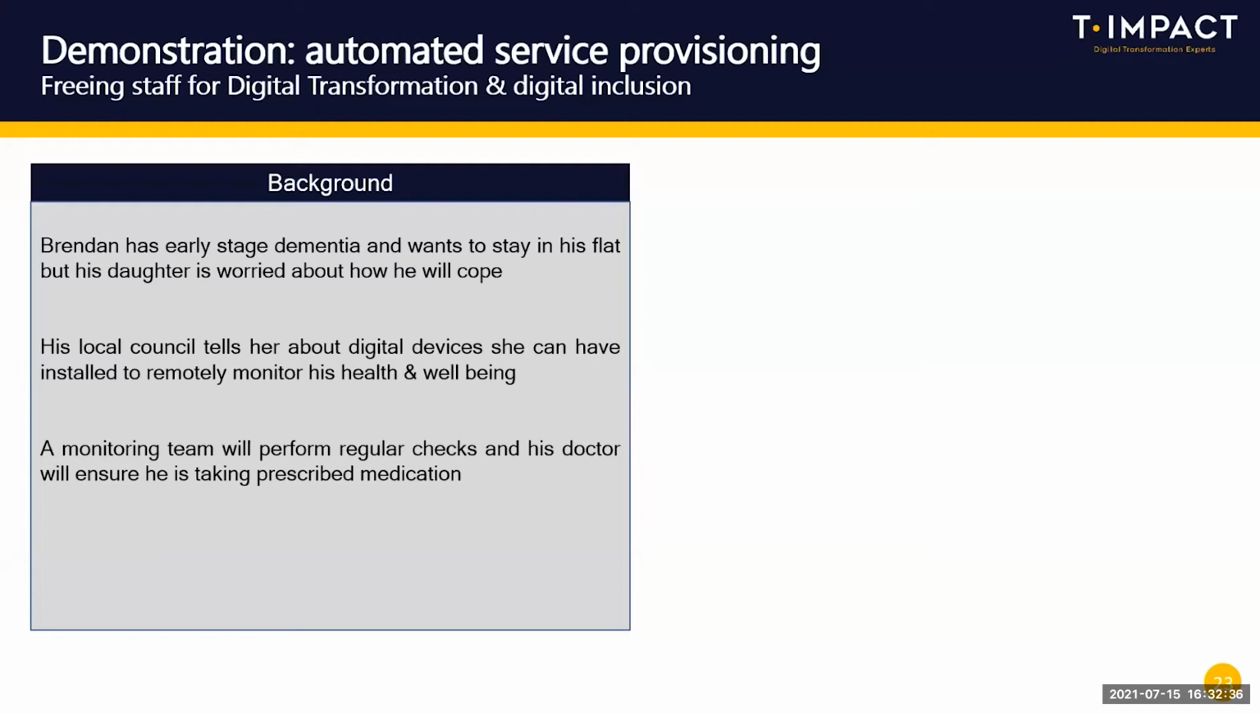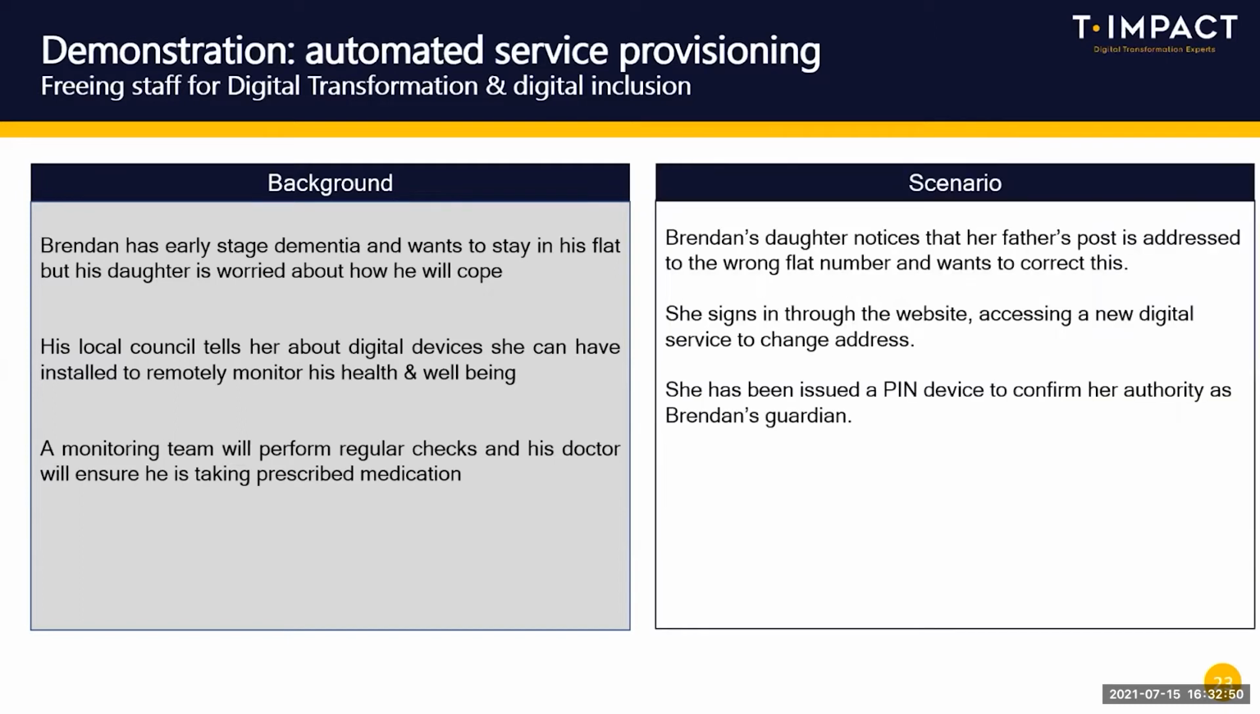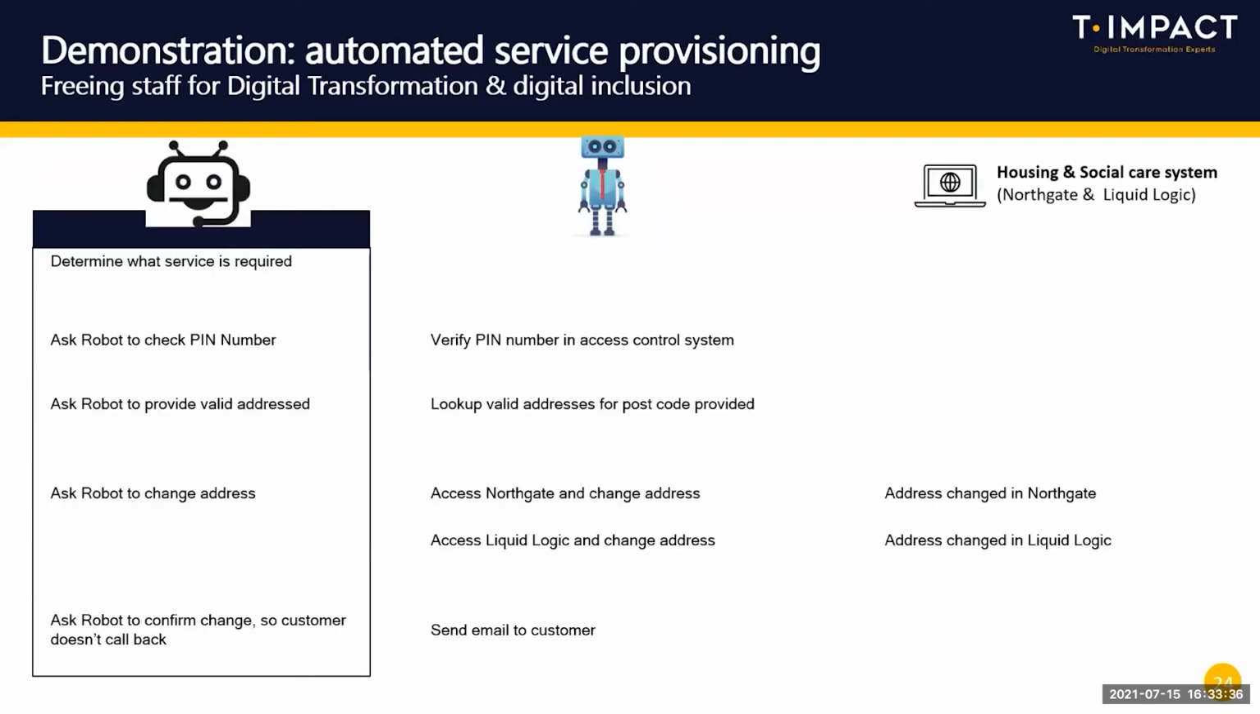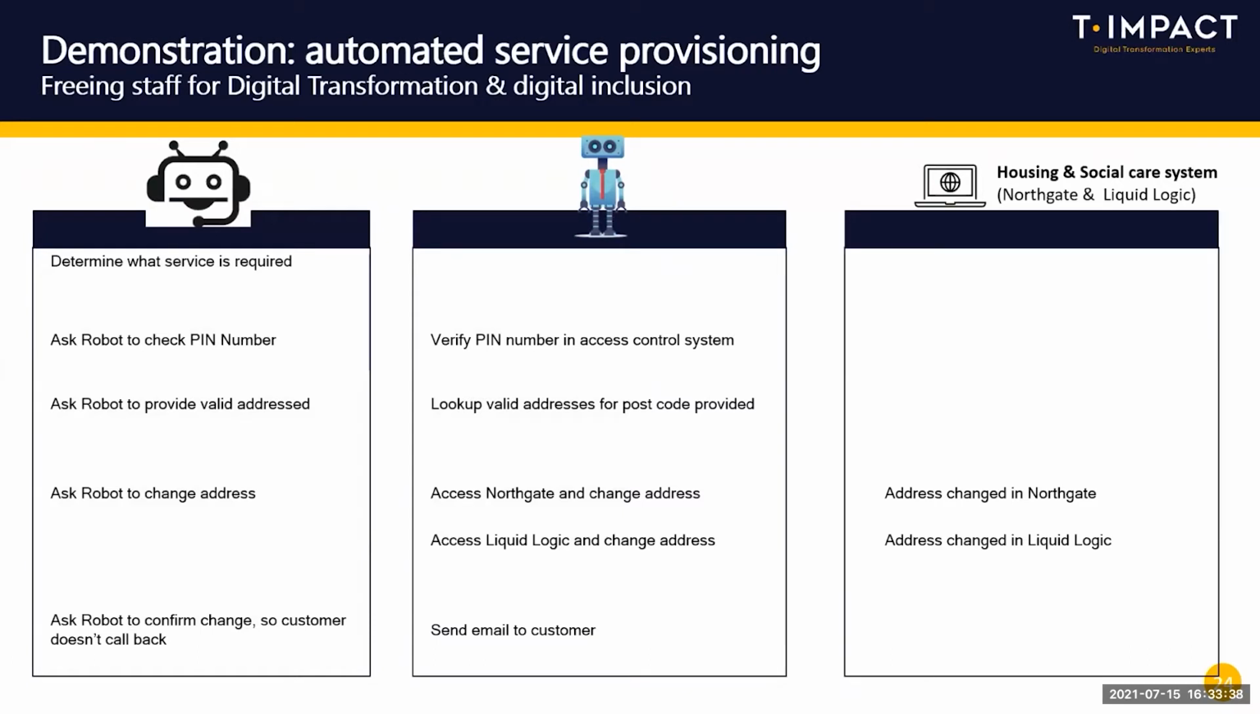So the council comes up with some very clever ideas to enable him to stay in his home, but his daughter's a bit concerned because she notices that his post has got the wrong flat number, and she wants to change that so that she can redirect the post to herself. In this scenario, the flow that we're going to demonstrate is a chatbot is going to chat to Brendan's daughter in natural language and try and understand what service it is she's required.